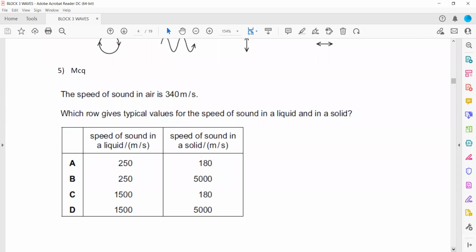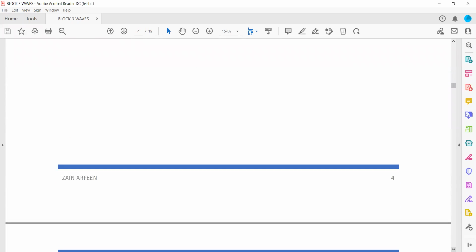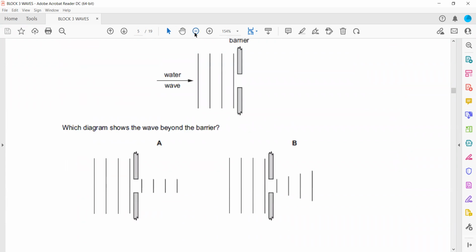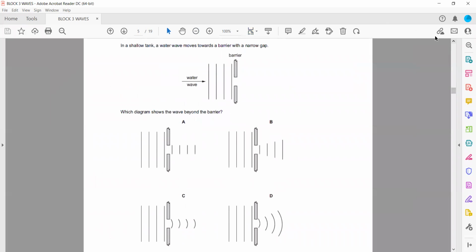In question 5, the speed of sound in air is 340. Which row gives typical values of the speed of sound in liquid? In liquid it is about 1500 and in solid it is about 5000 meters per second. You have to learn these values, so it matches with option D. Sound travels faster in solid compared to liquid, because in solid the particles are tightly packed together. So sound requires a medium to travel from one place to another.